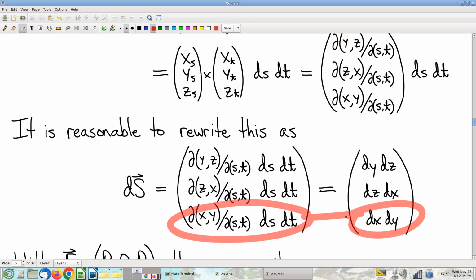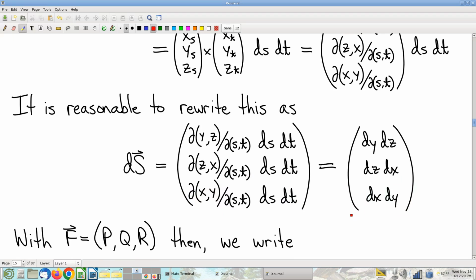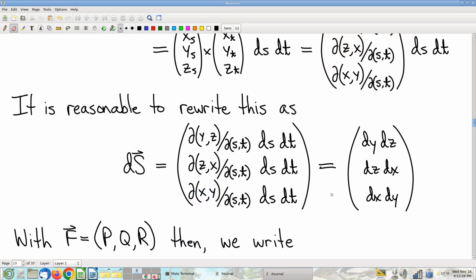It's a nice little discussion, and I'd be very happy to show you in office hours. So just come on by if you're curious. But as far as Math 219 and what your responsibilities are on this, you just need to know that we rewrite it like this. You don't need to know why we rewrite it like that.